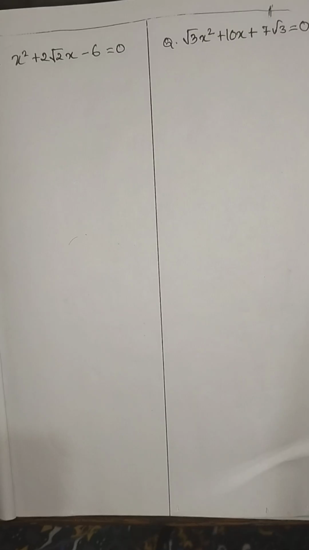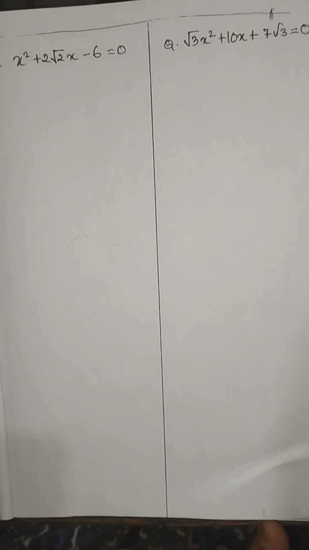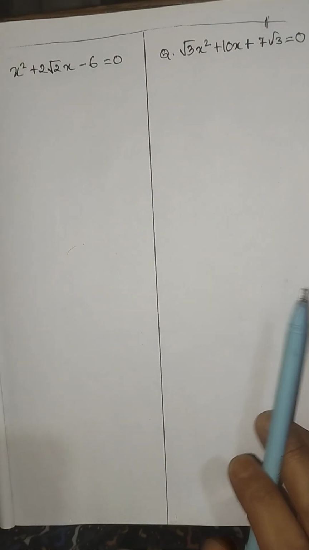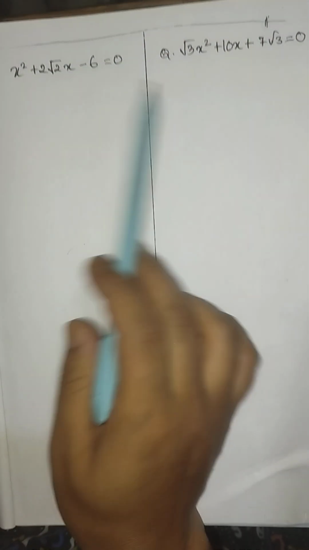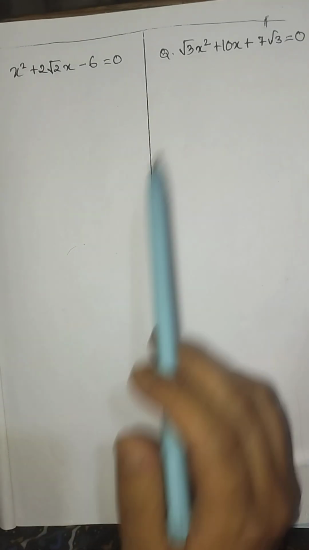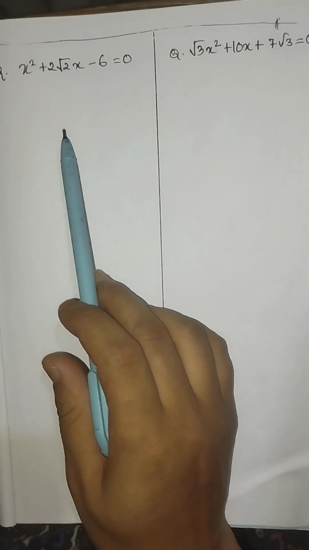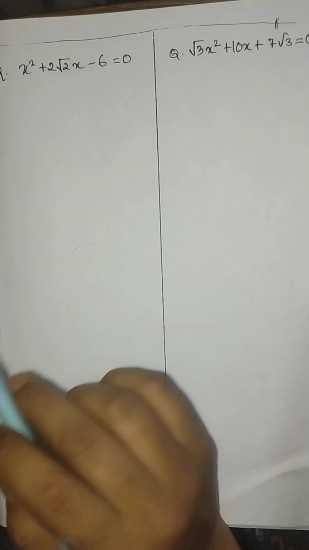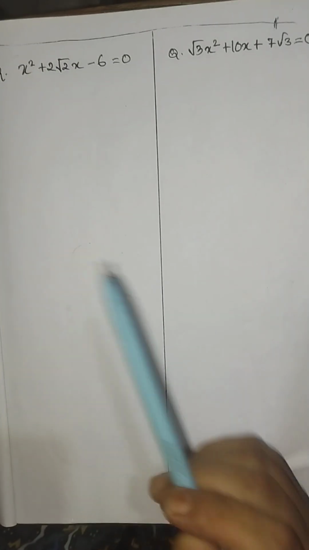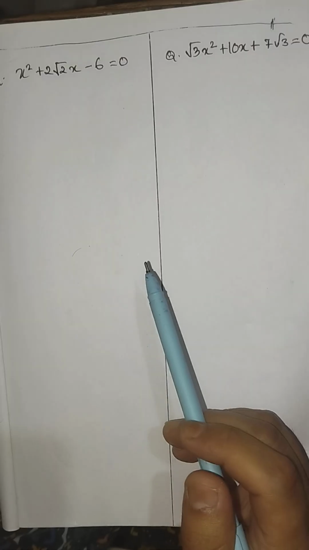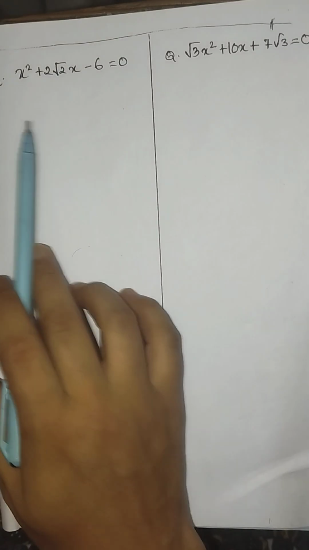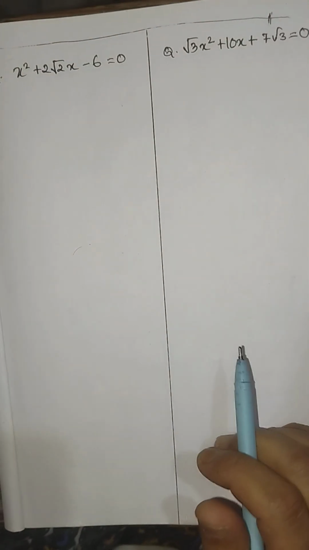All right. So this is the third type of quadratic equation that we are dealing with today. We'll be dealing with two questions today. As you can see, I have written both the questions here, so I'll be dealing with them one after the other. So let's start with the first one: x square plus 2 root 2 x minus 6 equals 0. I think you already know some of the rules that we are going to follow while solving these problems. Okay, तो शुरू करते हैं.